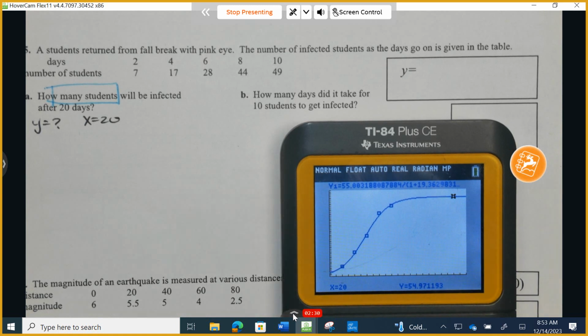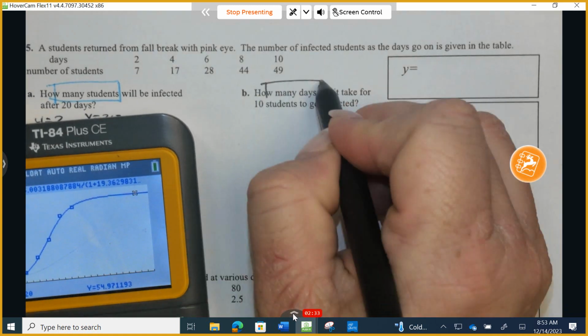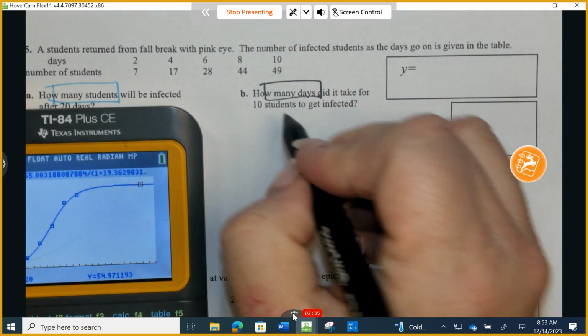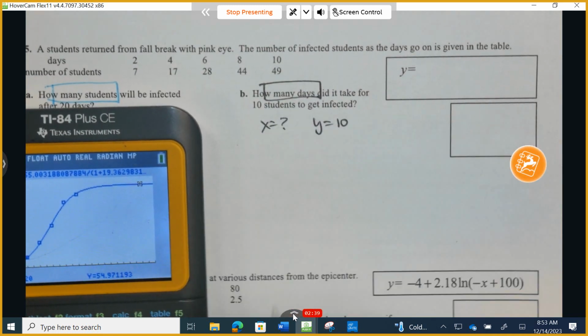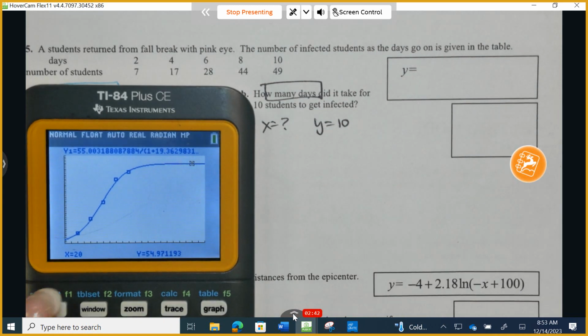Let's go to part B. How many days? Please box in what we're trying to find. How many days? Days represents my x's. I don't know my x's. My y is 10. Okay, so I'm going to come back up here.